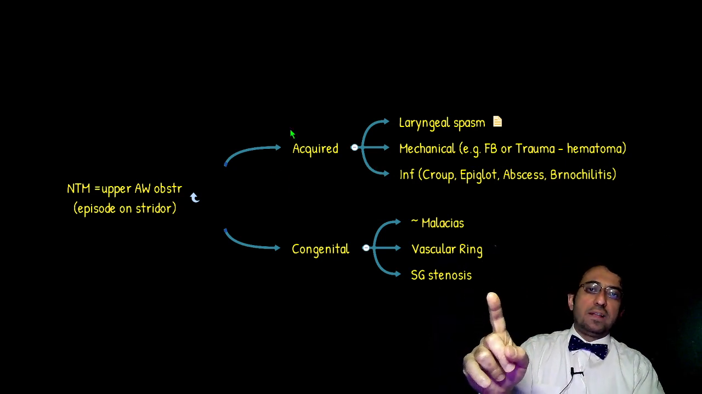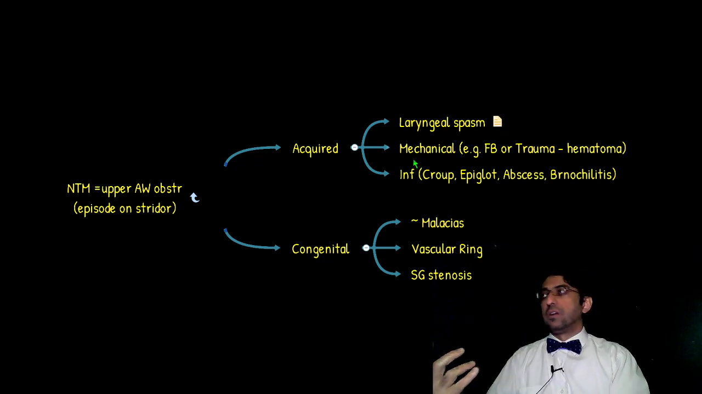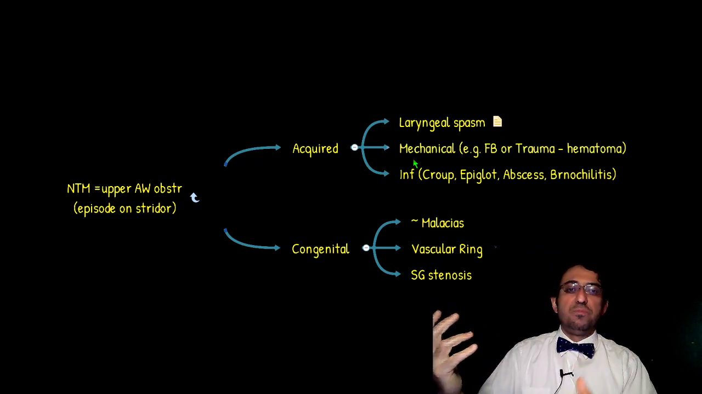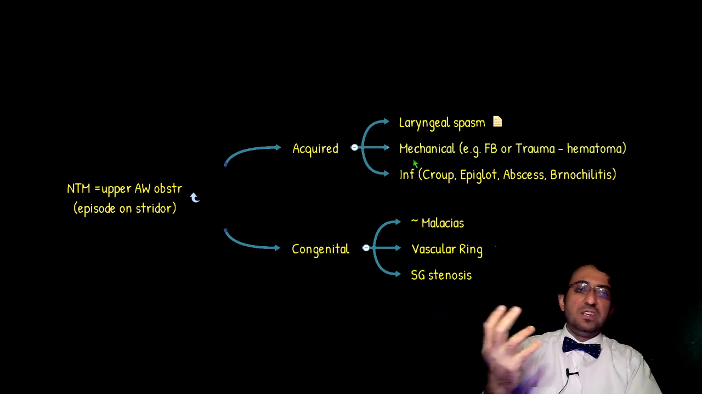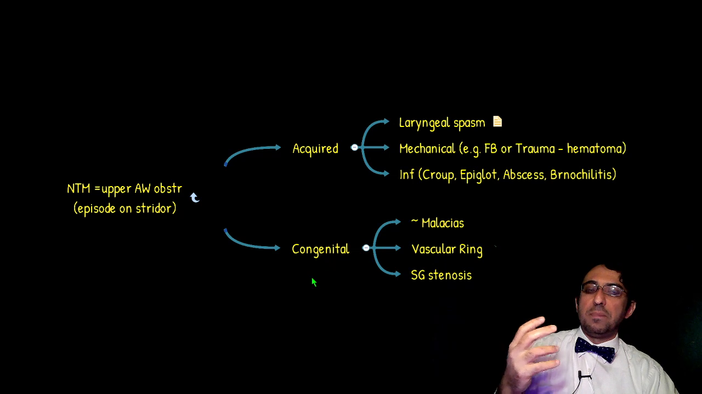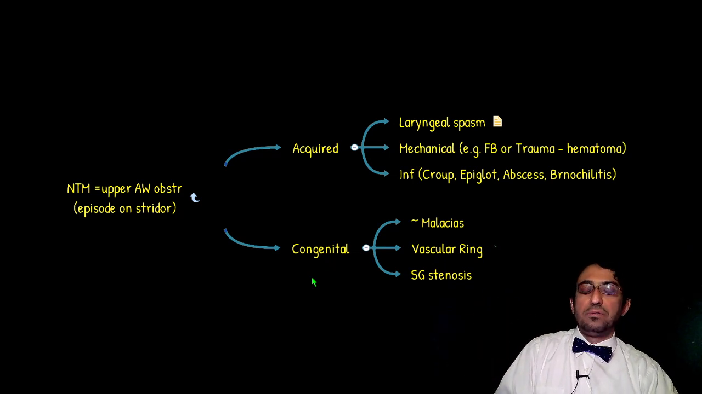One is the acquired categories, such as laryngeal spasm, mechanical causes of obstruction such as foreign body or trauma causing, for example, hematoma, or some infectious causes such as croup, epiglottitis, abscesses, bronchiolitis. Then we have congenital causes such as the malacias, laryngomalacia, tracheomalacia, vascular ring, and congenital causes of subglottic stenosis.